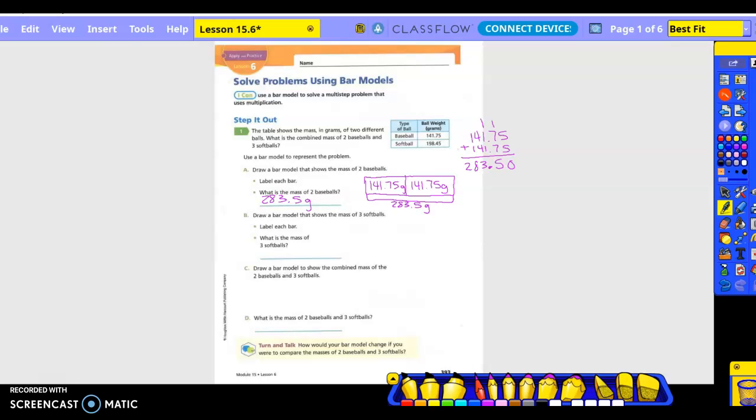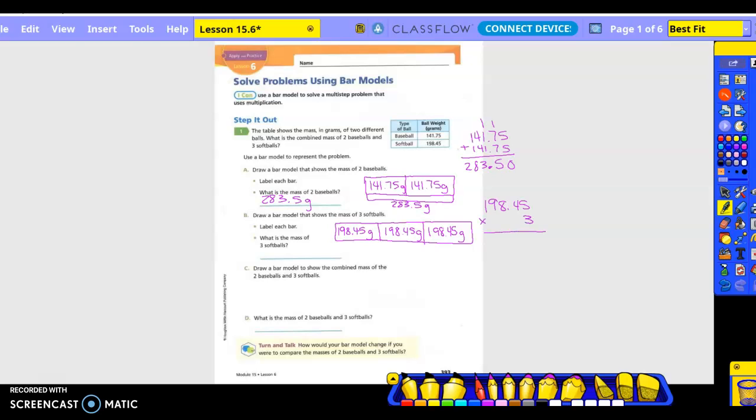Yes. Okay. So a bar model that shows the mass of 3 softballs. So I'm going to have my bar, and this time I'm breaking it into how many pieces? 3, right? Okay. How much is a softball? Okay. Now I can once again add all these up, or I can take it times what? 3. So over here to the side, I'm going to take 198.45.